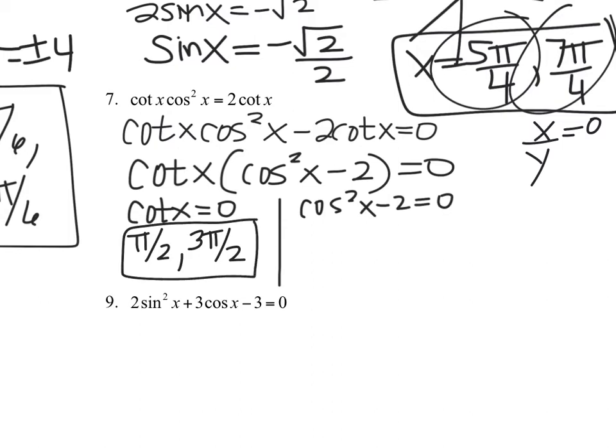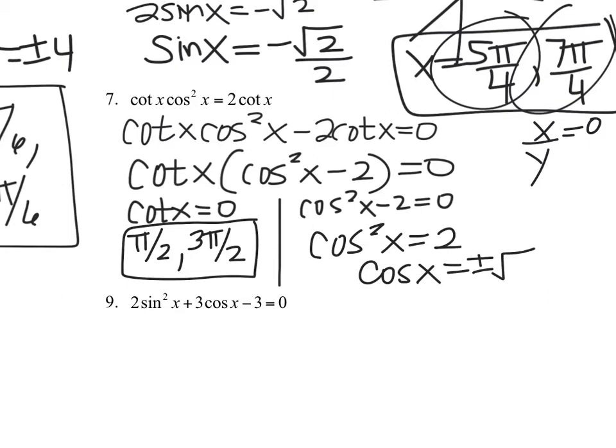Add 2. Cosine squared x equals 2. Take the plus and minus square root. And this is here to trick you. Where does cosine x equal plus and minus rad 2? It doesn't. Did you know that all of your values along the unit circle are less than 1? Rad 2 is like 1.41, something like that. Okay, so this one has no answer to it.